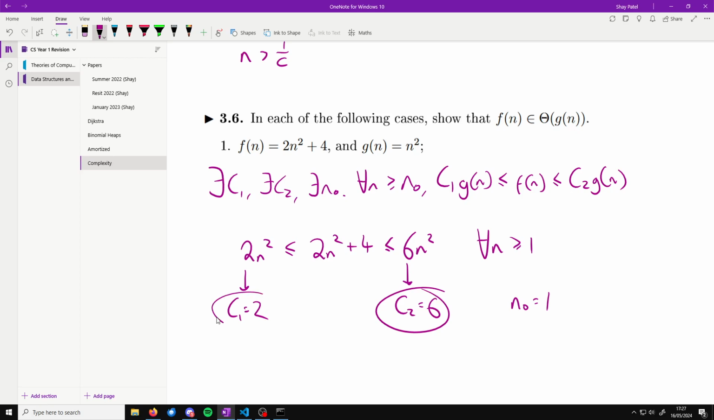So because we found a suitable c1, c2, and n0, we've proved that f of n is in theta of g of n. We found a lower bound multiplier and an upper bound multiplier. So essentially, we take this part from omega and we take this part from big O, and it just clumps it together. And the idea is it's the same function in the lower bound and the upper bound. We're just changing the multiplier of that function.